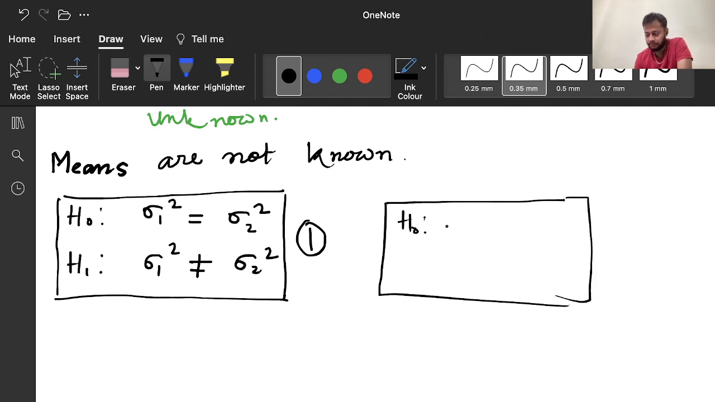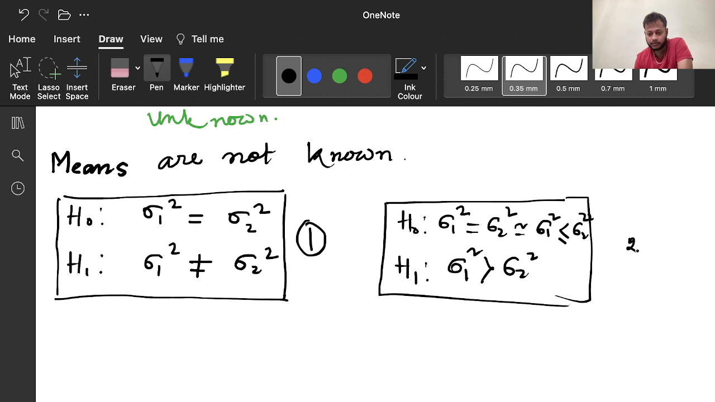Now the second is H0: sigma 1 square equal to sigma 2 square, or equivalently sigma 1 square less than or equal to sigma 2 square, and H1 is sigma 1 square greater than sigma 2 square. This is 2.